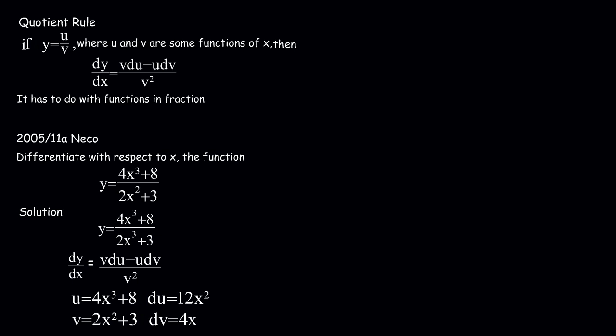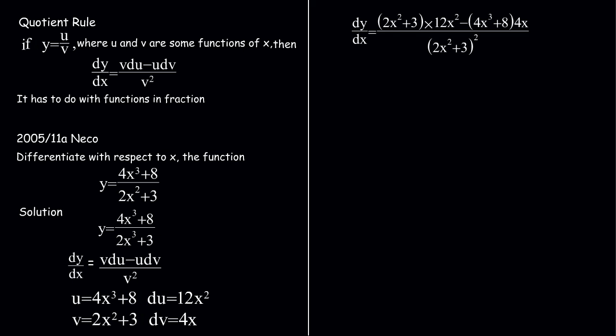Now at this point, we are going to substitute for v, du, u, dv, and v squared in our formula. Doing so, we get dy over dx will be equal to 2x squared plus 3 in bracket, which is v, times 12x squared, which is du, minus 4x cubed plus 8 in bracket, which is u, times 4x, which is dv, divided by 2x squared plus 3 in bracket squared, which is v squared.